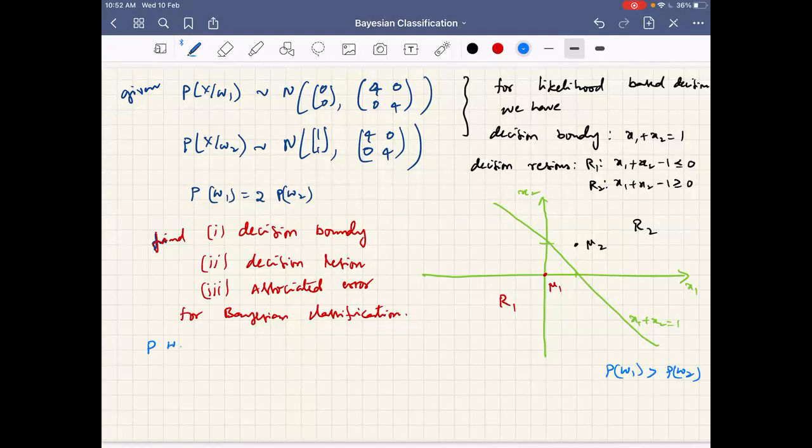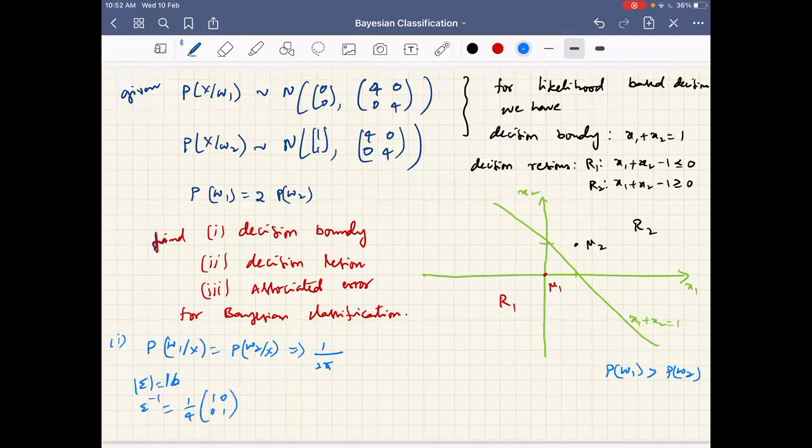For finding the decision boundary, what we need to do is set P of omega 1 given x equal to P of omega 2 given x. Let us do this. So I will directly write the expansions: 1 by 2 pi, sigma power half. As you people have seen, the mod of the covariance matrix is 16, and the covariance matrix inverse is 1 by 4 times identity.